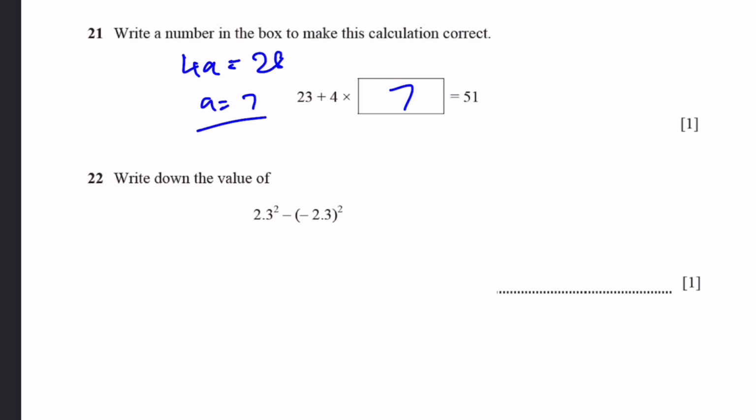Question 22. Write down the value of 2.3 squared minus negative 2.3 the whole squared. So that will be equal to 2.3 squared minus 2.3 squared, because 2.3 squared in the positive and negative form is the same thing. So negative 2.3 the whole squared is the same thing as 2.3 squared. So when we do that, we just get 0 because these two just cancel out. That's the answer.